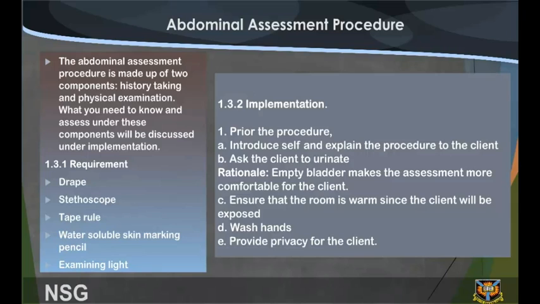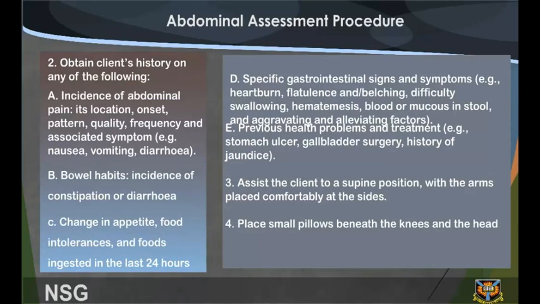Ensure that the room is warm since the client will be exposed. Wash hands. Provide privacy for the client. 2. Obtain client history on any of the following: incidence of abdominal pain, its location, onset, pattern, quality, frequency, and associated symptoms, for example, nausea, vomiting, diarrhea.